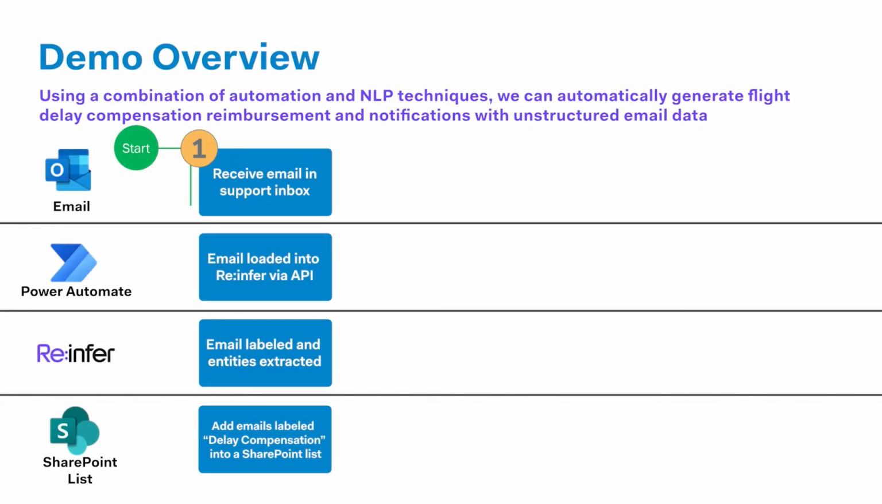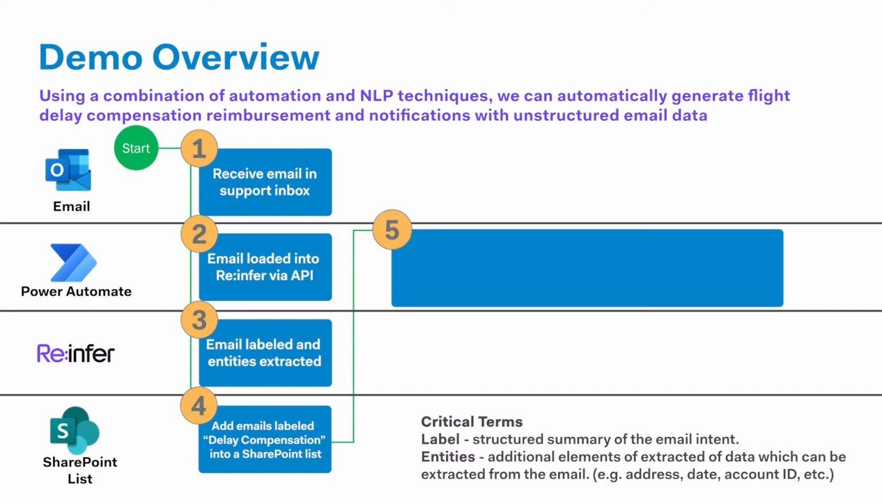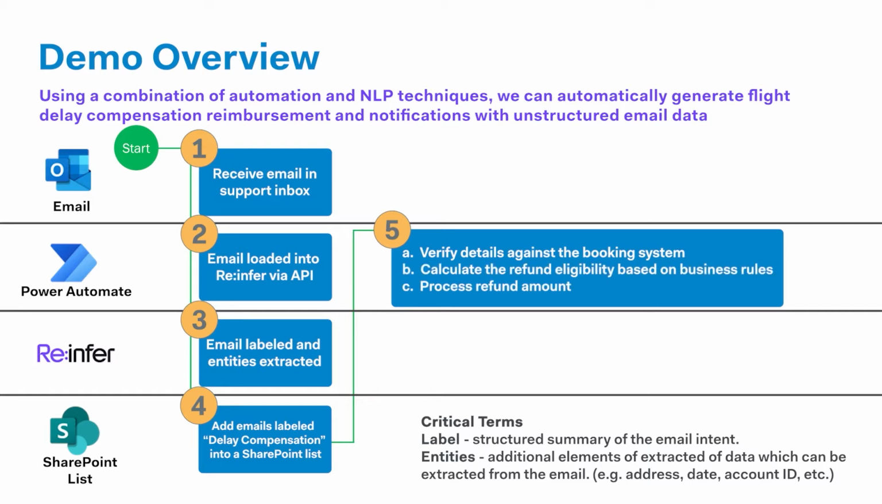All right, so in this process map, we have a passenger who has sent a complaint about their flight being delayed to a customer service inbox. And traditionally, that complaint would be serviced by a human. Somebody would have to read it, figure out what it's about, extract the relevant information out of it, and then issue a delay compensation if they're eligible.